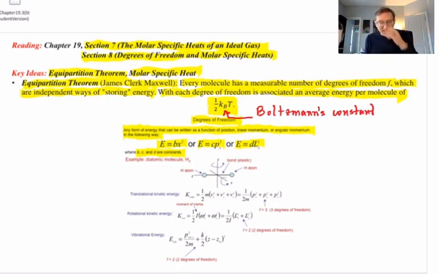The point is that the energy is proportional to either a position coordinate, a linear momentum component, or an angular momentum component squared. That's the key commonality here. The energy is proportional to one of those quantities squared. And every term in the energy that goes like one of those terms squared represents a degree of freedom.